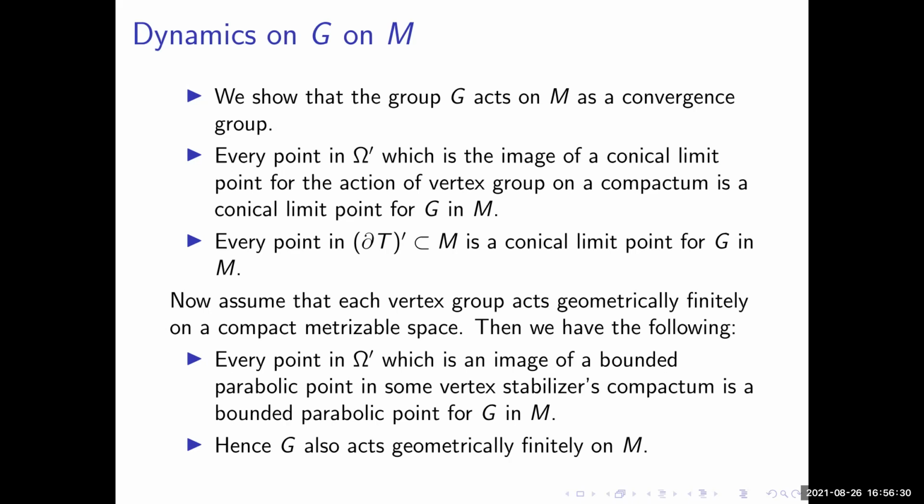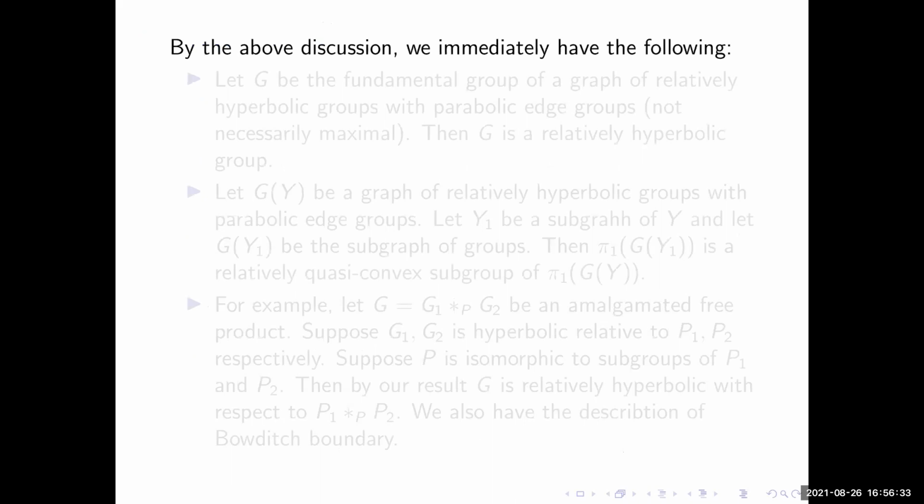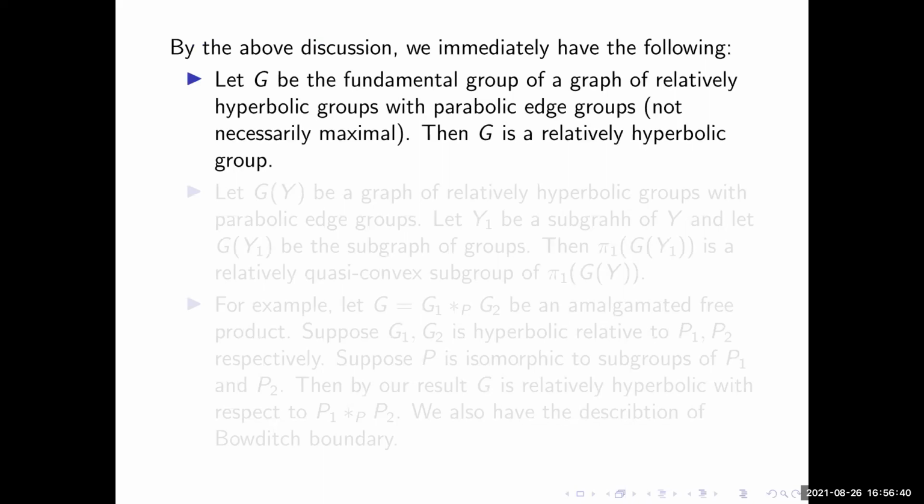So by the above discussion, we have the following: let G be the fundamental group of a graph of relatively hyperbolic groups with parabolic edge groups, not necessarily maximal. Then G is a relatively hyperbolic group. We immediately have this result because the relatively hyperbolic groups anyway act geometrically finitely on their Bowditch boundary. And we will do the same construction as we did in the case of convergence groups, and we will have the description of the Bowditch boundary.